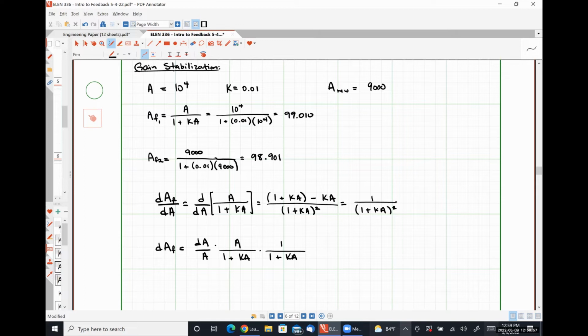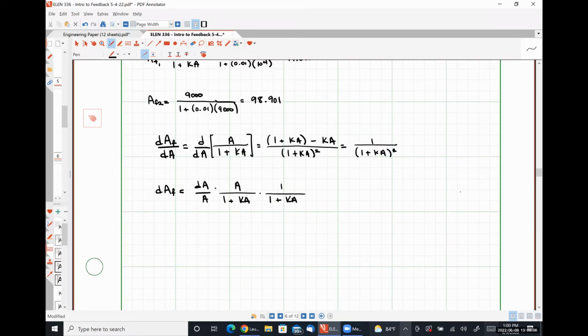Well, this guy right here in the middle is just our closed loop gain, right? So if I move that term to the left-hand side, what I get is dAF divided by AF is equal to 1 over 1 plus KA times dA over A.